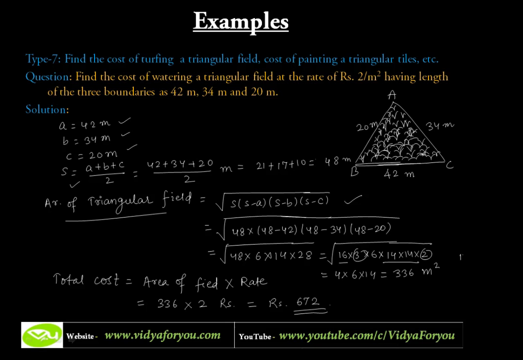Now see, earlier I said you find it separately and put the value over here. If you are not doing that, see the under root value is getting larger and larger, so it will create complexity. So finally you will get area as 336 meters square, and total cost will be how much? Area of the field into rate, that is 336 into 2, rupees 672 will be the answer.